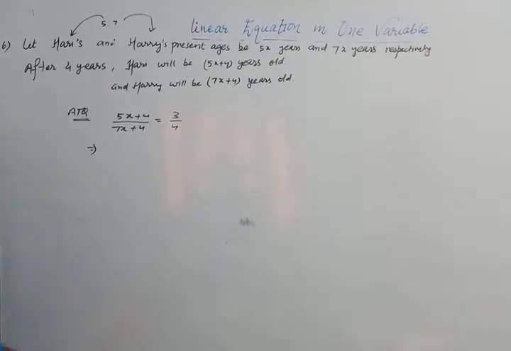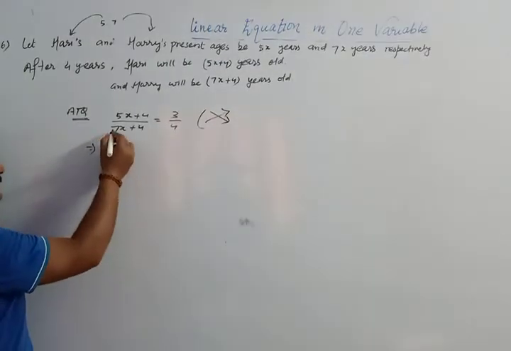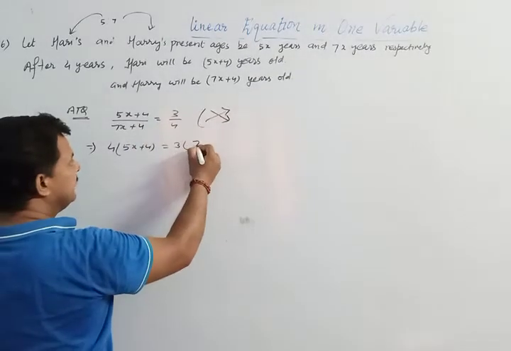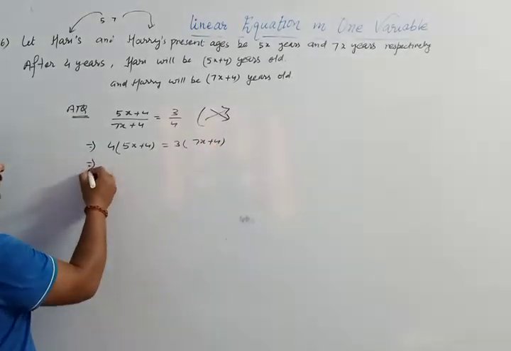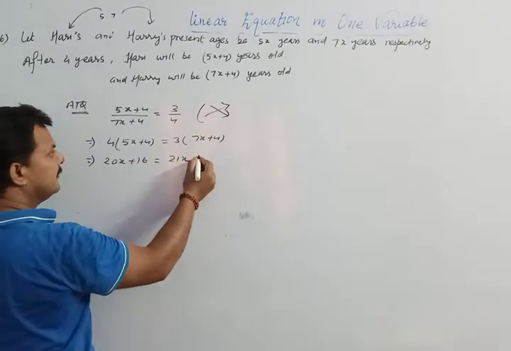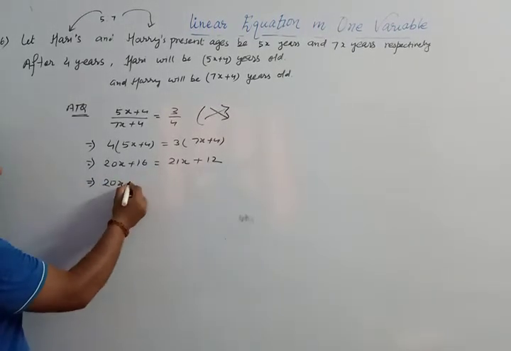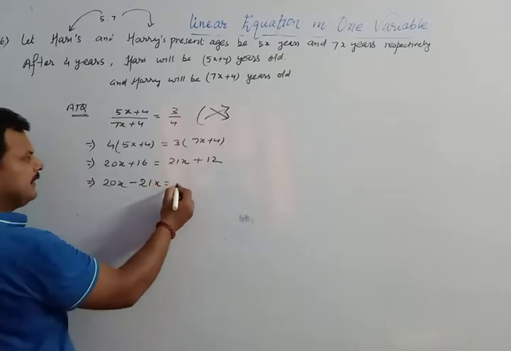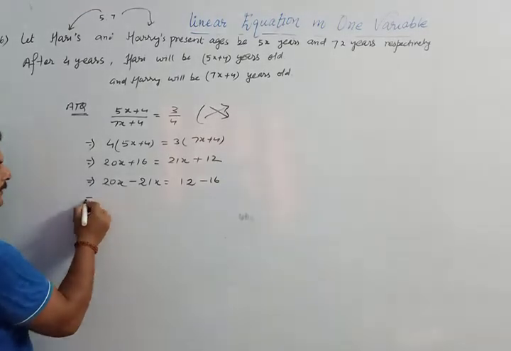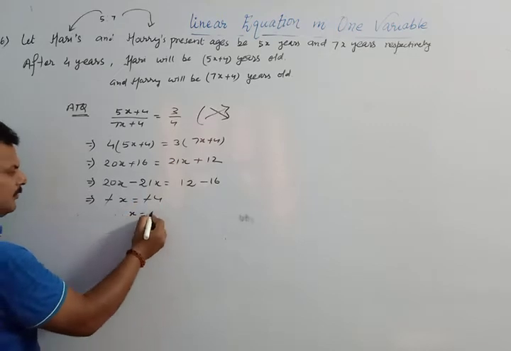It is just like question number 5 I have just solved. You have to follow the cross multiplication. 4 will multiply 5x plus 4. 3 will multiply the denominator 7x plus 4. 5 times 4 is 20x plus 16, and now 21x plus 12. 21x will be transposed here, it becomes minus 21x. 12 is left, 16 will be transposed this side, it becomes minus 16. So minus x is equal to minus 4, minus will be cancelled, x equals 4.